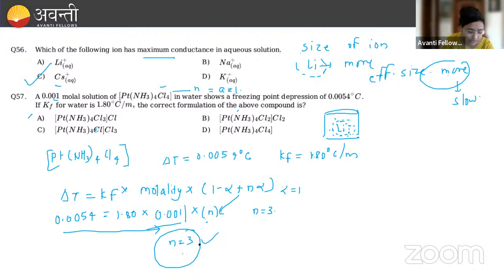So since n is equal to 3, the number of moles of ions on complete ionization is 3. So which will be the correct formula? 1, 2, 3, and 4. Which will give us 3 ions? See here. In option 2, 2 chlorines will get dissolved into the solution and 1 is our complex ion. So overall ions will be 3. In option 1, 3 plus 1, 4. Here 1 plus 1, 2. Here only 1. So our correct answer will be option B. Is that correct? Any doubt?